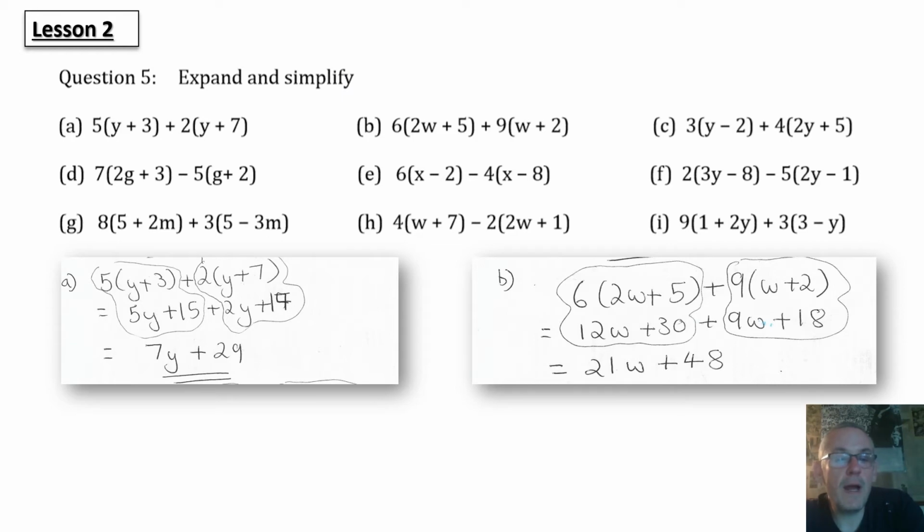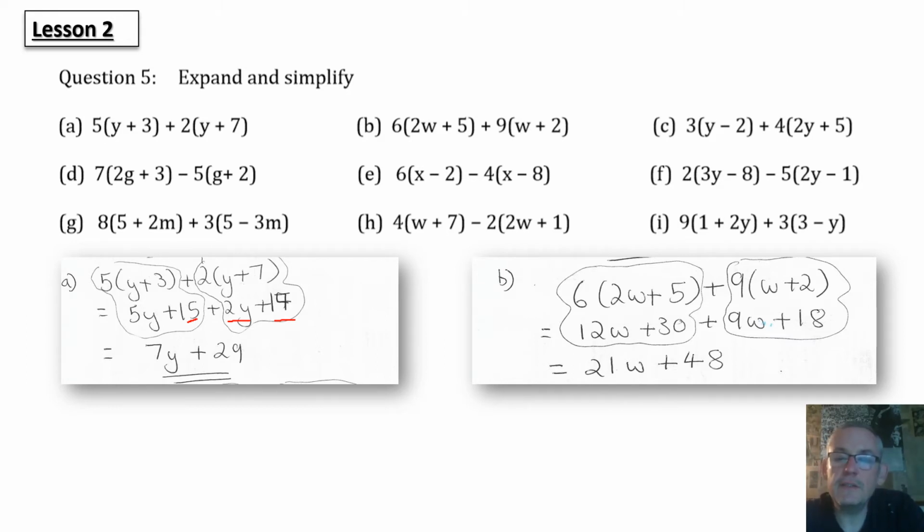All right, so let's take this first one. So 5y, 5 times 3 is 15. 2y, 2 times 7, sorry, is 14. And I nearly got that one wrong. And then like terms: 5y add 2y is 7y, 15 add 14 is 29. Hopefully that makes a little bit of sense.